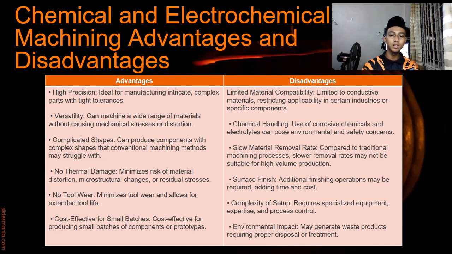Next, chemical and electrochemical machining advantages and disadvantages. For advantages, high precision, ideal for manufacturing intricate, complex parts with tight tolerance. Second, versatility. It can machine a wide range of materials without causing mechanical stress or distortion. Next, complicated shapes. It can produce components with complex shapes that conventional machining methods may struggle with.